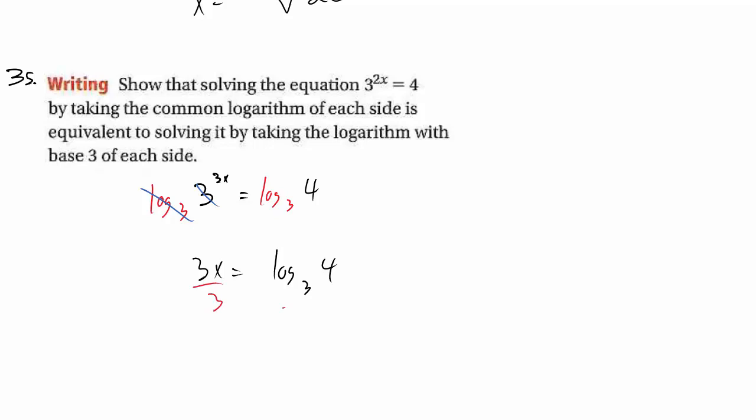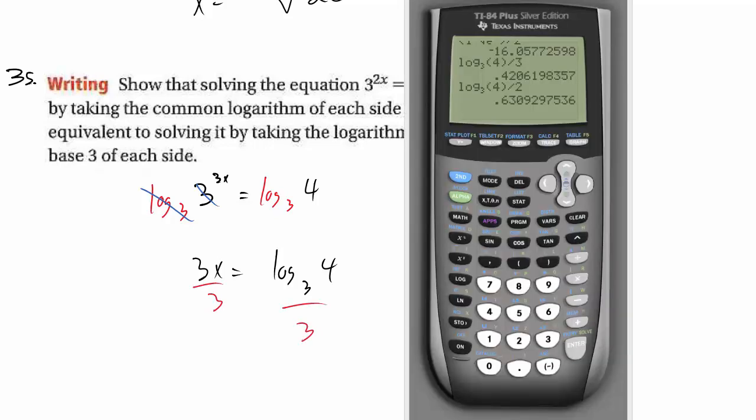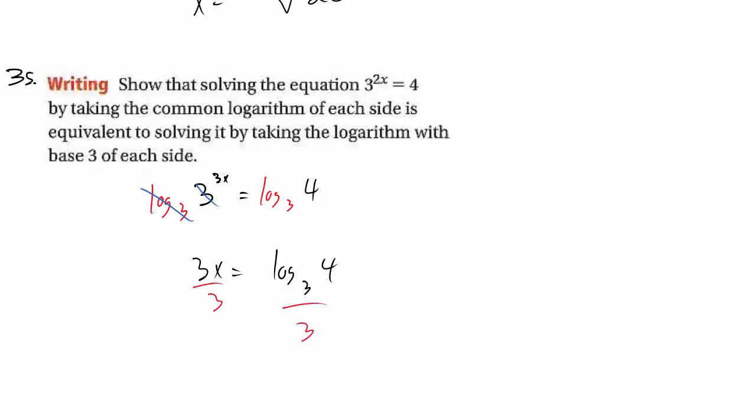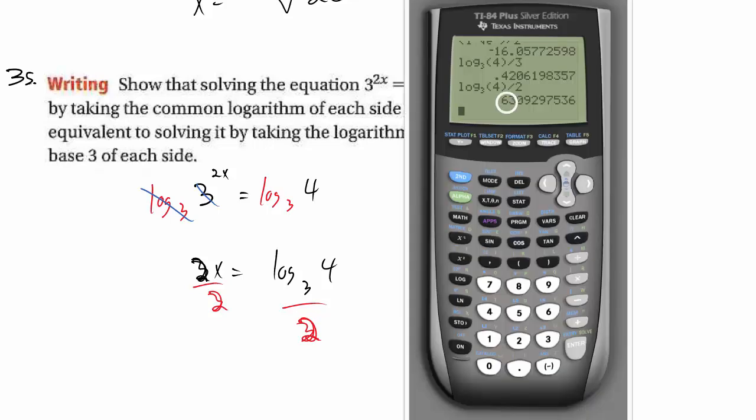And I made a little mistake here. Sorry, I misread that. That's not a 3x, that's a 2x. So that's a 2 right there, which makes this a 2, and then we put a 2 right there. And so you get 0.630, or 0.631 if you round, do it that way.